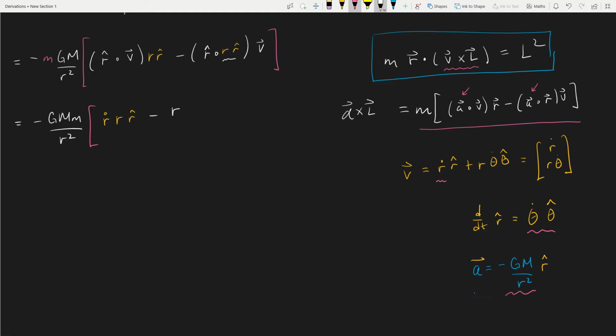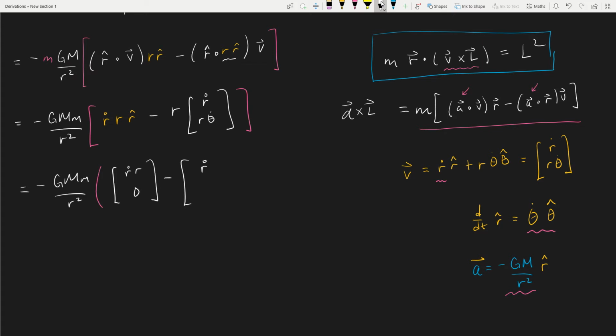Let's write V as a column vector here. We know it has two components. We've written them out. It's R dot and then R theta dot. And then we can rewrite the one on the left as a column vector as well. You get GMm over R squared, and then use a round bracket. So this one is just going to be R dot R, and then 0, minus, and then let's bring the R inside. We get R dot R again, and then R squared theta dot.